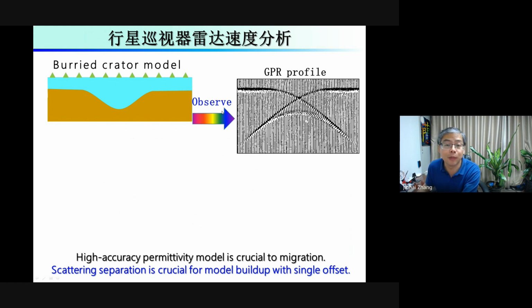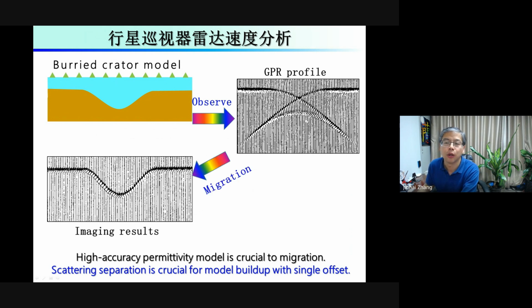It is merely because the observation is too close to the ground surface, so we can have a triple arrival. The migration is to decouple these two complicated shapes back into the reflectors. So migration is very important to obtain the true reflectivity and the true shape or buried depth of the subsurface objects.